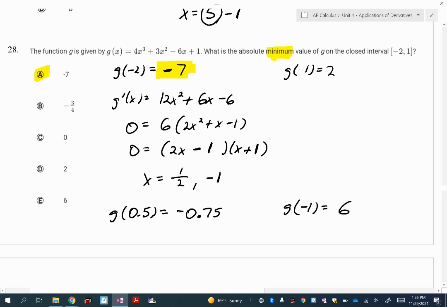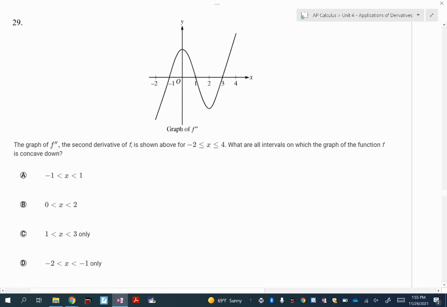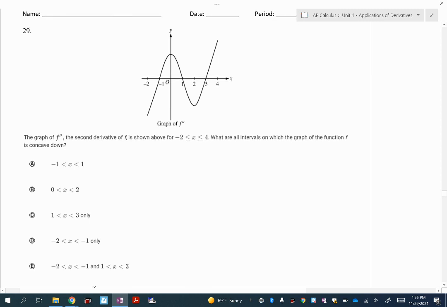Let's go to 29. Okay, so this says we have the graph of the second derivative shown. What are intervals on which the graph of the function is concave down? Now, as I mentioned earlier, the sign of the first derivative will tell you if the original function is increasing or decreasing. And the sign of the second derivative will tell you if the original function is concave up or concave down. Concave up is kind of like a cup can hold water. And concave down is like a frown, and water would just kind of roll off the side.